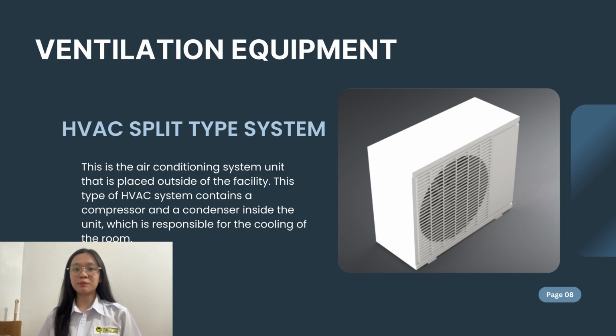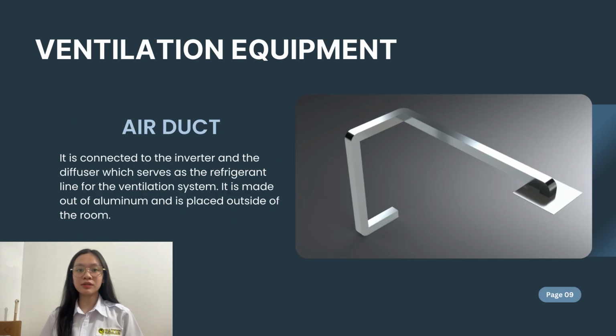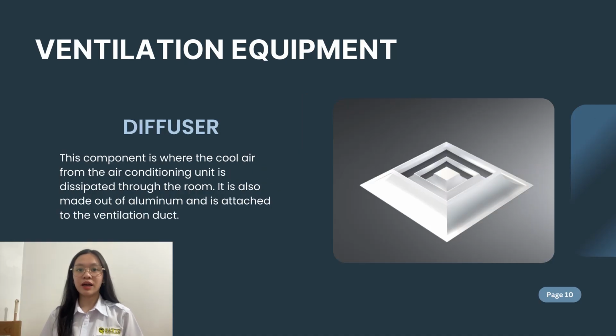We selected a split-type HVAC system. Let's break down the components. The outdoor unit. Placed on the rear canopy, this contains the compressor and the condenser. It isolates the noise and heat generation outside the faculty workspace. The ducting. We modeled this using aluminum. It serves as the bridge connecting the inverter to the diffusers. The diffusers. These are the exit points for the cool air, also modeled in aluminum and attached directly to the ventilation duct.